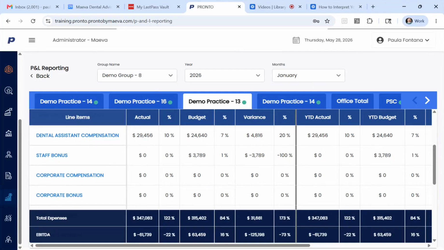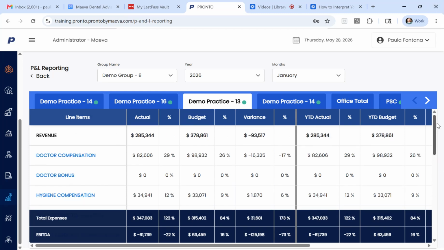Everybody, welcome to our recording on how to read and interpret your P&L report. This is the report that every doctor looks forward to getting every single month. This shows you the overall financial well-being of your practice and also gives you the opportunity to see a level of detail associated with your financials.